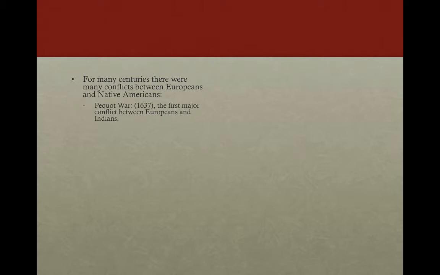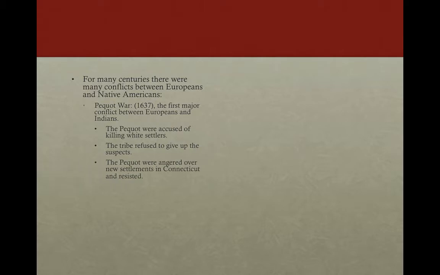The Pequot War in 1637 was the first major conflict between Europeans and Indians. The Pequot were accused of killing white settlers. The tribe refused to give up the suspects. The Pequot were angered over new settlements in Connecticut and resisted. The main Pequot village was burned and its inhabitants killed. There are surviving ancestors of Pequot Indians who have a federally recognized tribal reservation.